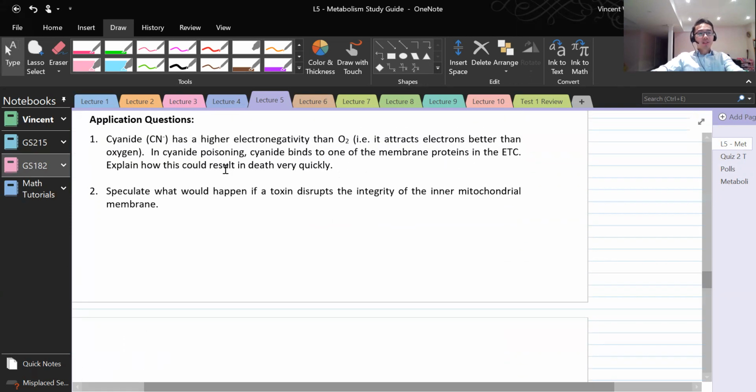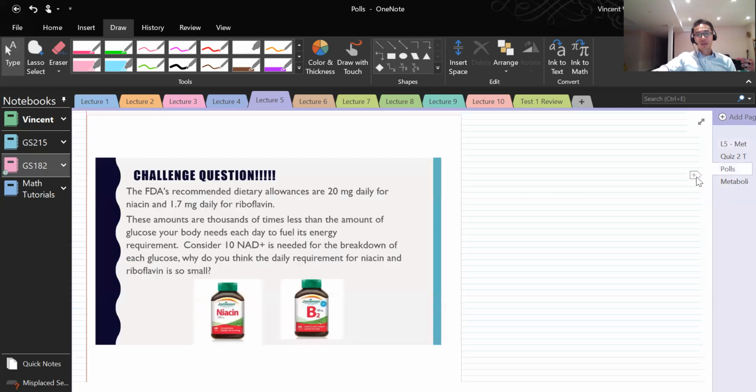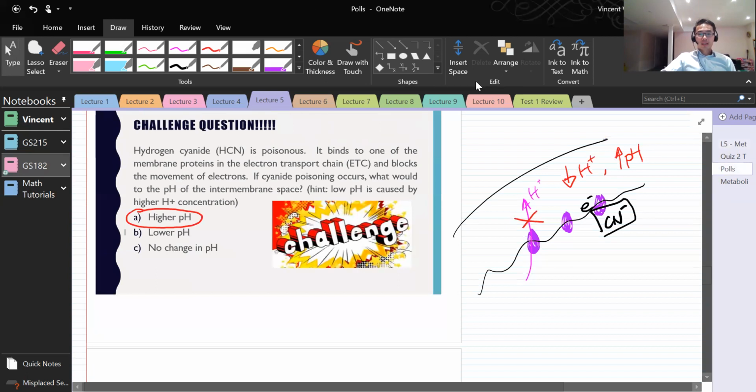Here's another one. Speculate what would happen if a toxin disrupts the integrity of the inner mitochondrial membrane. Okay, so I'm just going to go back to this diagram here. Forget about the CN for a second.